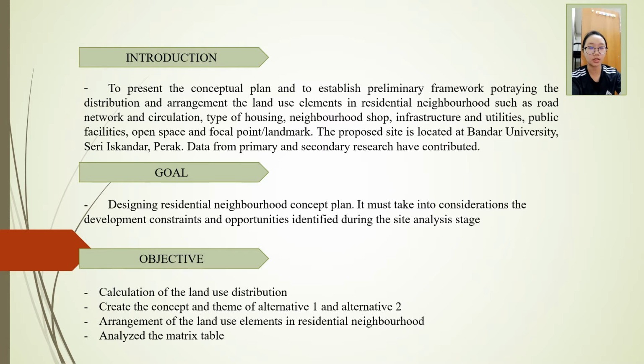I state four objectives. The first one is calculation of the land use distribution. Second, create the concept and name of alternative 1 and alternative 2. The third is arrangement of the land use elements in the residential neighborhood. And the last one is to analyze the matrix table.